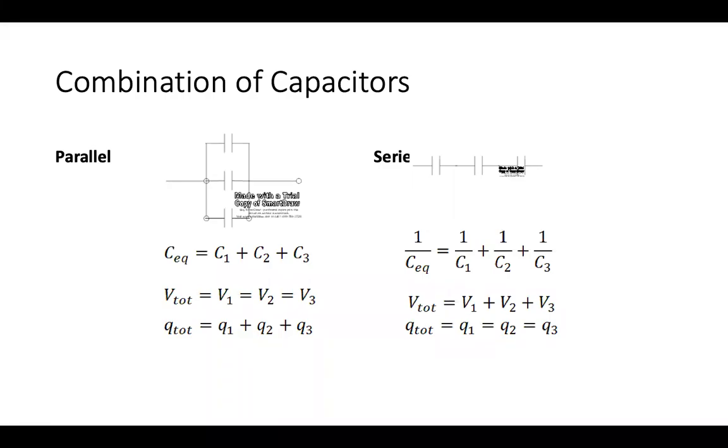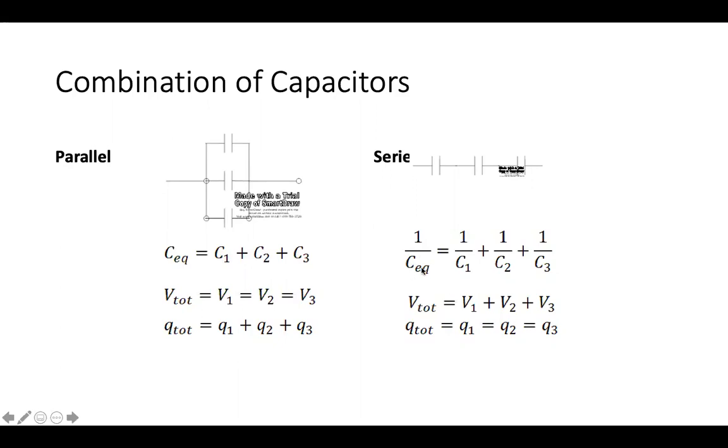Previously, we learned about capacitors in combination. When we combine three capacitors, call them C1, C2, C3, in parallel, we actually make bigger capacitors. This is 1 farad plus 1 farad plus 1 farad. You got 3 farads. In series, it's different.